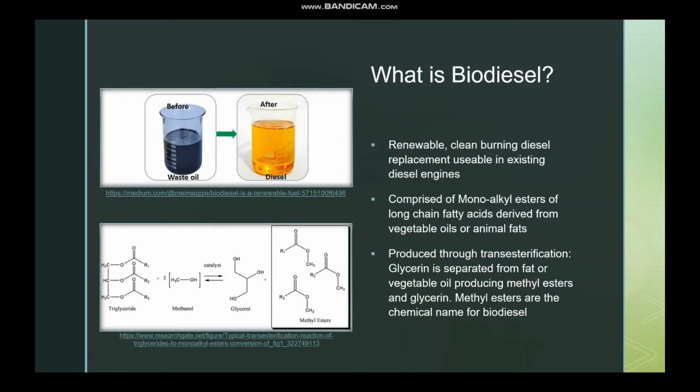And what we do is we take those animal fats and we turn them into glycerin and biodiesel through a process called transesterification. So you'll take a triglyceride right here, put it through a catalyst, which is usually sodium hydroxide and methanol, and then you will produce glycerol here and methyl esters, which is going to be your basis for biodiesel.